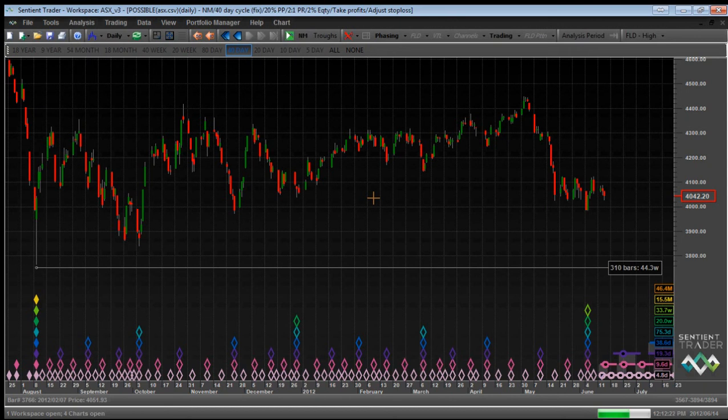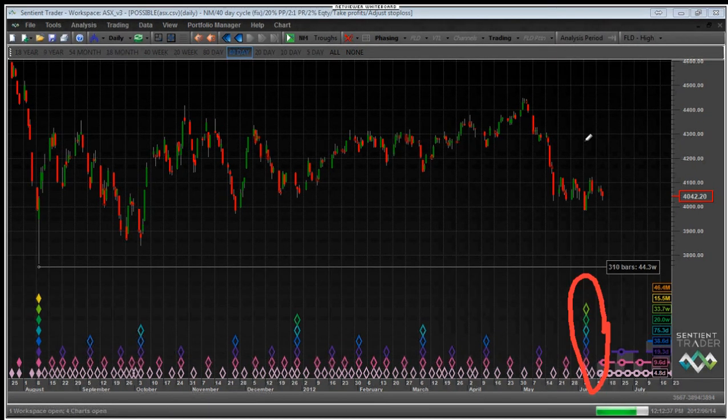Okay, so this is the analysis that we were looking at last week, and as you can see, according to this analysis, Sentient Trader has actually positioned that 40-week cycle trough already on last Monday. Now, let me just, I'm trying to turn on my whiteboard, and I've got to go through a peculiar set of instructions to do that. Okay, so here you can see Sentient Trader has positioned that 40-week cycle trough there already.